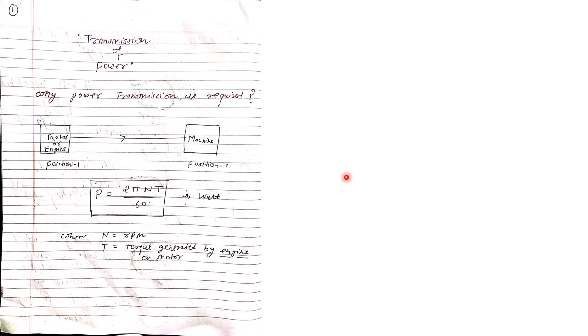Today we are going to study the topic transmission of power. This topic is from the 4th unit of Basic of Mechanical Engineering course. So, first of all, we should know why this power transmission is required. And we are talking about mechanical power only. So for this transmission, we need motor and machine.